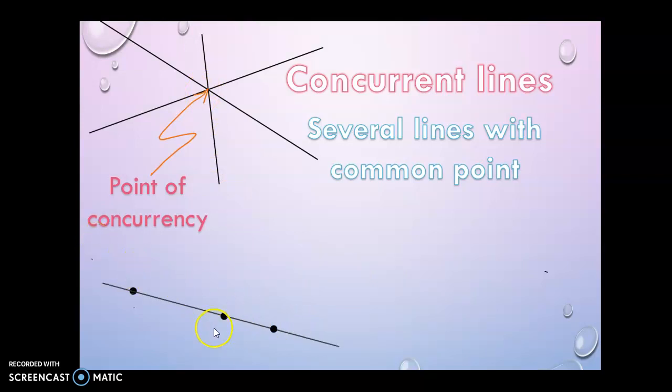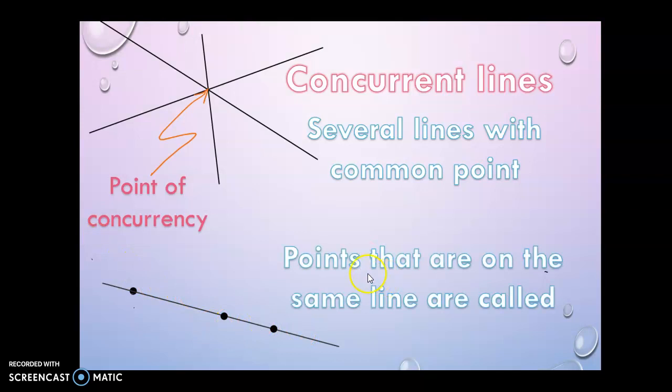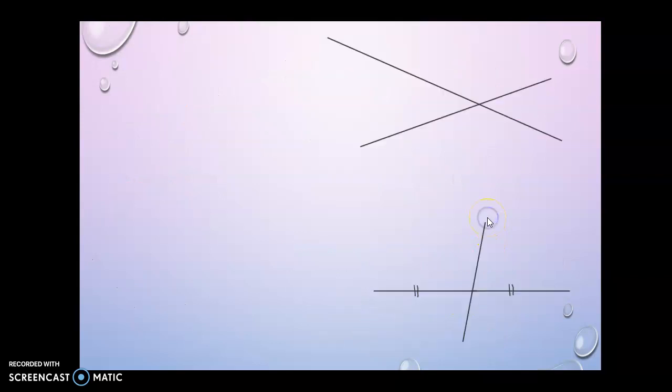Now I'm looking at another line. Okay, let's talk a little bit more about that. Points that are on the same line are called, so here's a point, there's another point and another point. So if I join them up, they're all on the same line, and we call them collinear points. Okay, so I've spoken about concurrent lines, where several lines meet at a common point, which is called the point of concurrency, and then points in the same line are called collinear. Okay, right? Now let's look at something more.